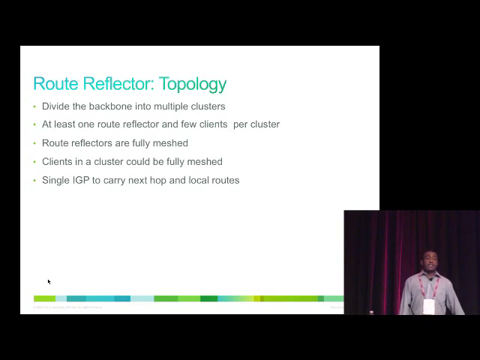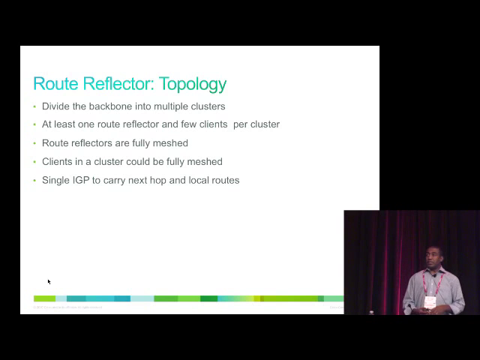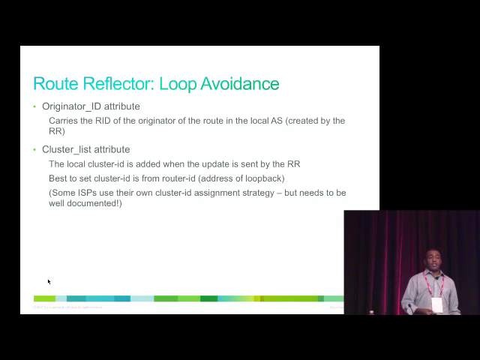So the topology is you divide the backbone into multiple clusters, and then you will have one route reflector in each cluster, and each client will connect to the route reflector. Usually, a client will connect to 2 route reflectors, which means it belongs to 2 clusters. You still have one IGP that doesn't change, so you will have huge scalability.